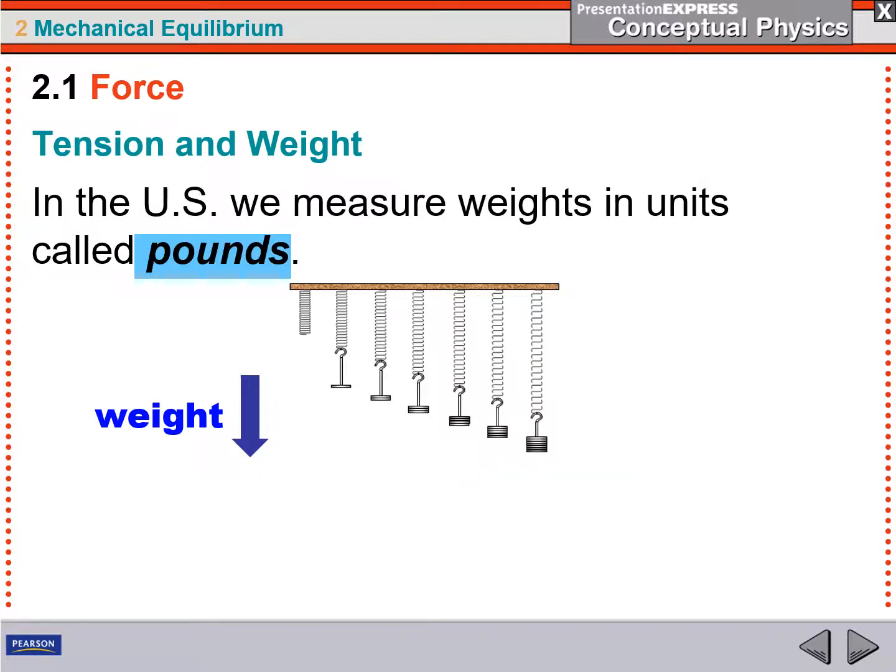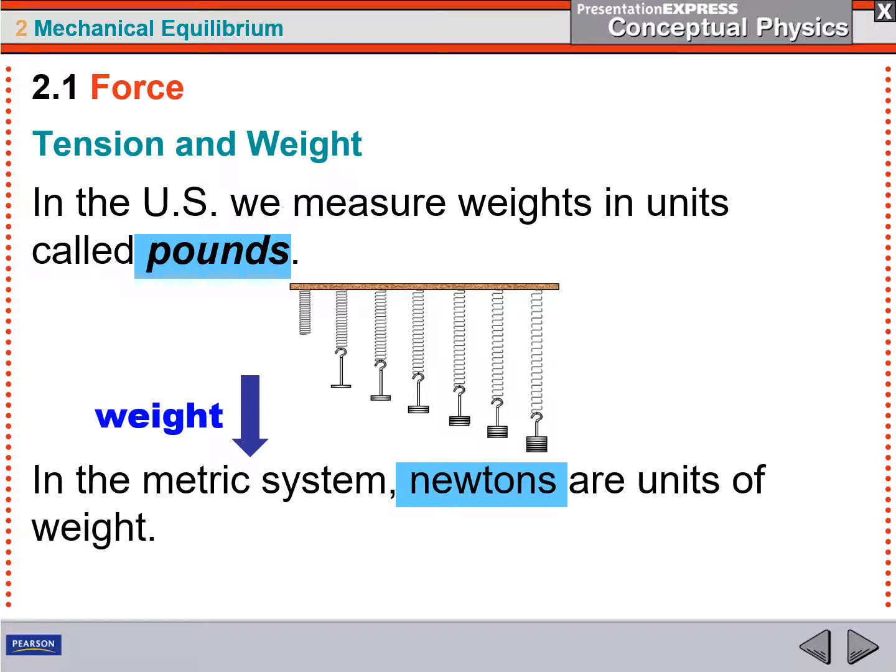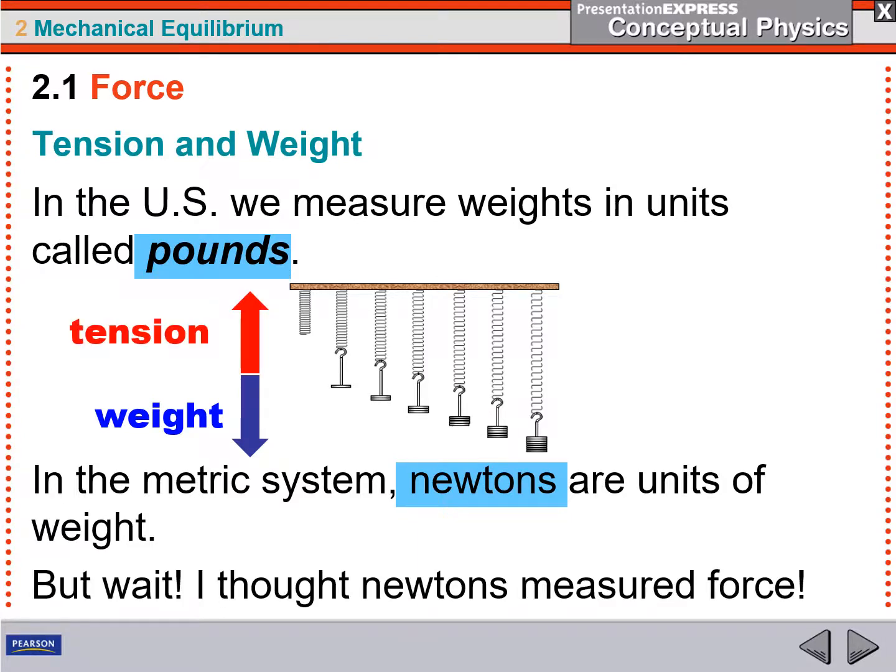In the United States, we measure weights in units called pounds. In the metric system, most of the rest of the world uses newtons as units of weight. But I thought newtons measured force. That's right. Tension is a force and would be measured in newtons. Weight is also a force. It's the force of attraction between a mass and the earth. Since it is a force, it is appropriate to measure weight in newtons.